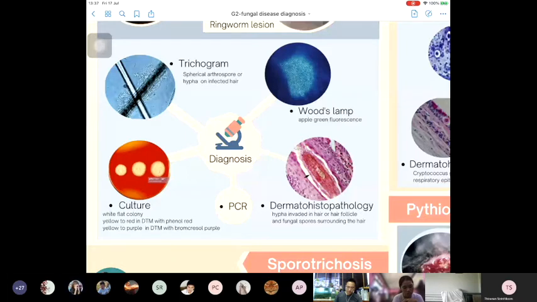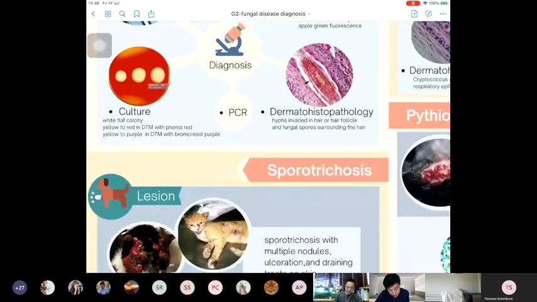4. Dermatohistopathology shows hyphae invading hair or hair follicles and fungal spores surrounding the hair. 5. Polymerase chain reaction. PCR analysis is used for detection of genotypic differences in pathogenic organisms. It is more specific and precise than conventional methods, but is rarely used for clinical examination.